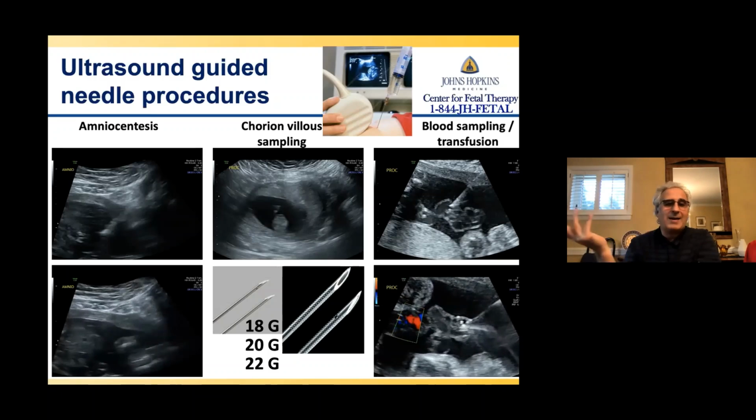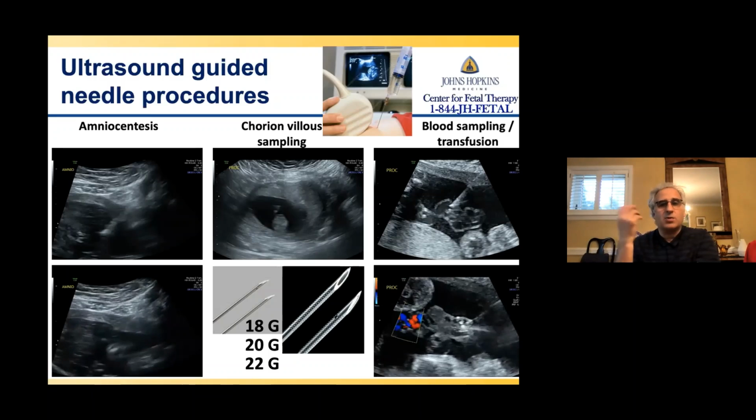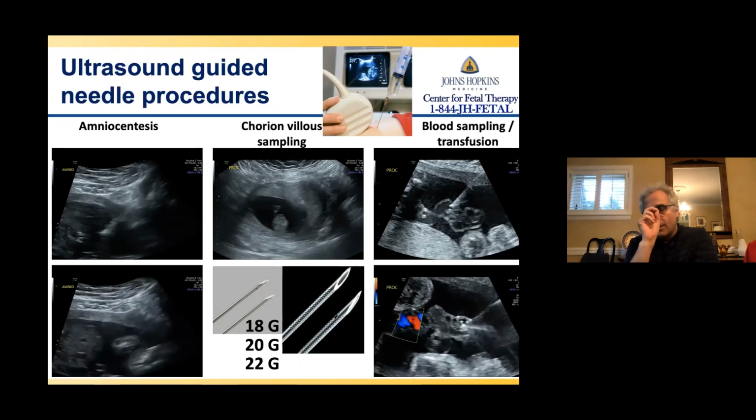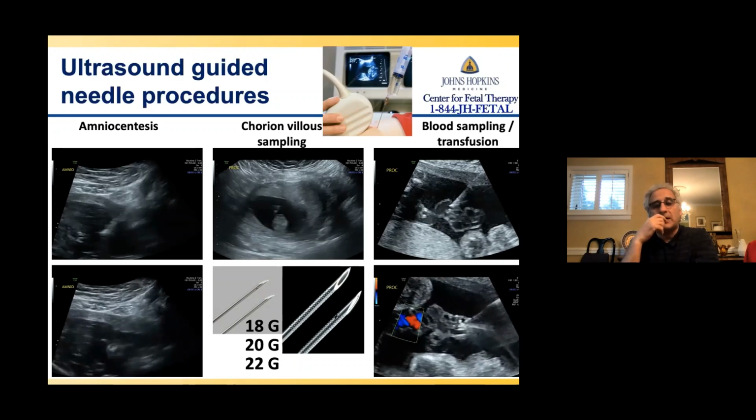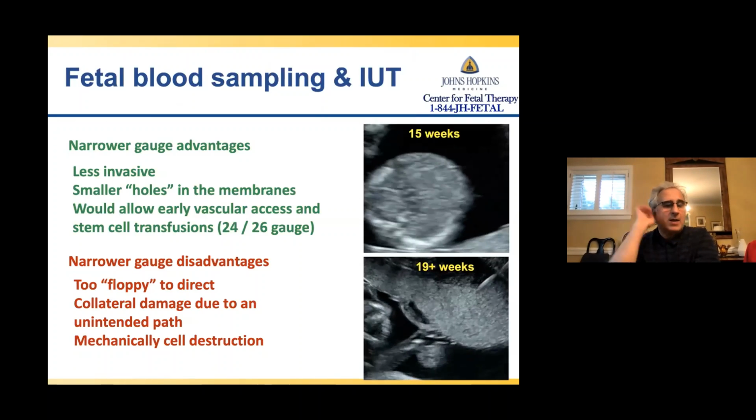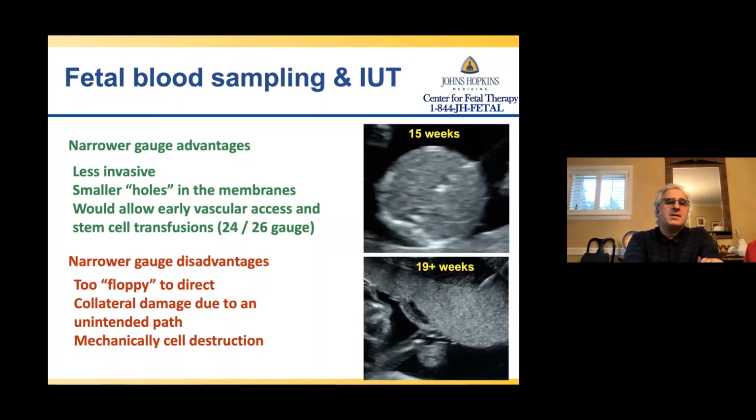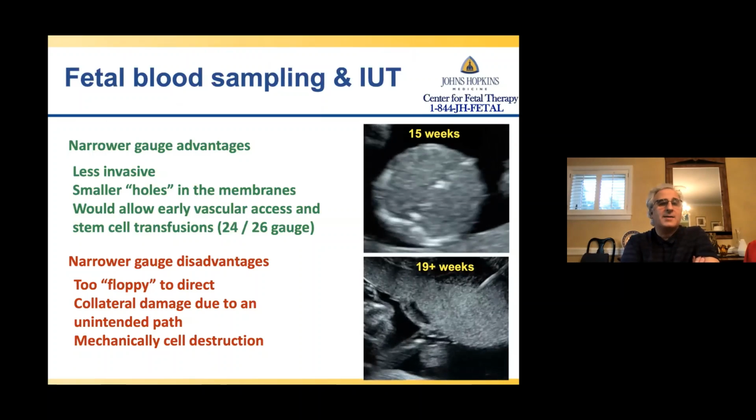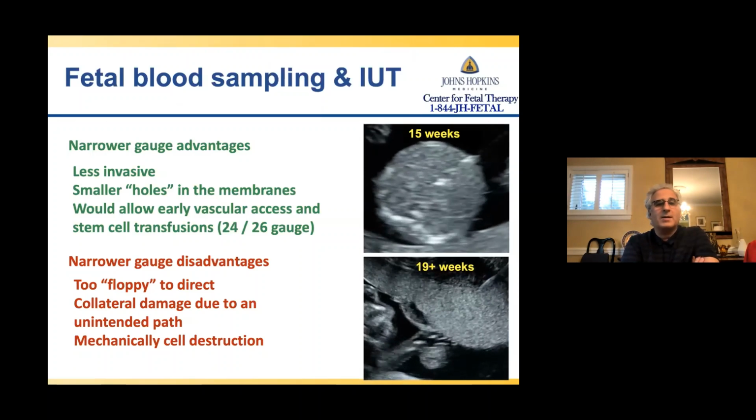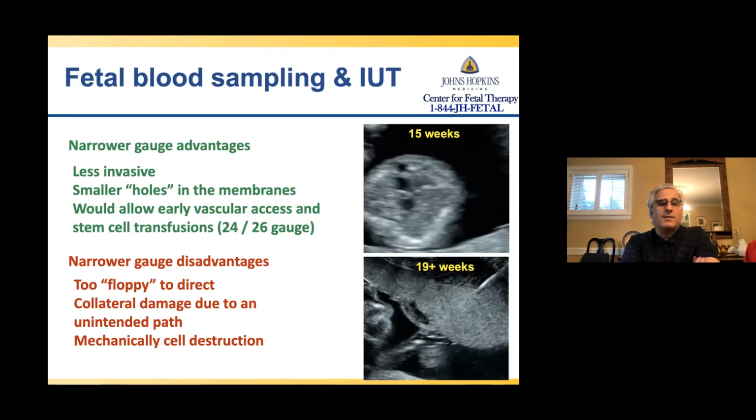So when you're planning needle procedures, it's always a trade-off about the required accuracy in a particular patient and basically the diameter of the injury, right? So when you think about narrow gauges, they have the advantage that they are less invasive, they're smaller holes in the membranes. They will allow easier vascular access.